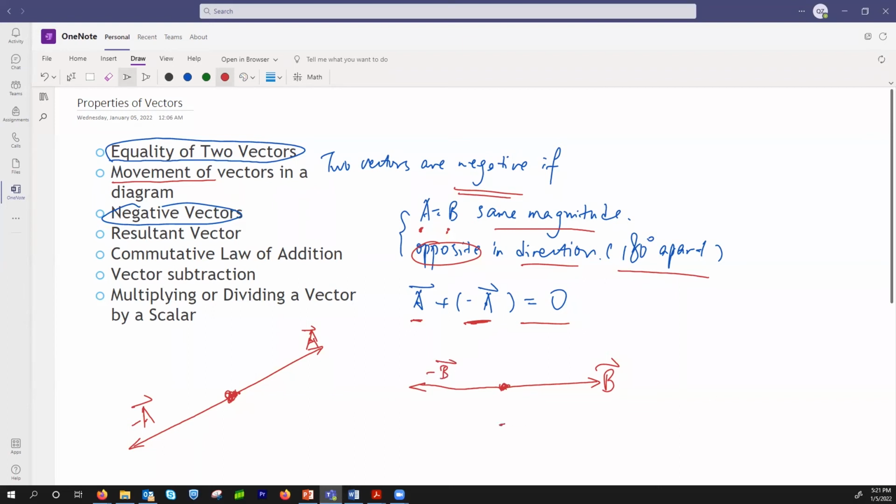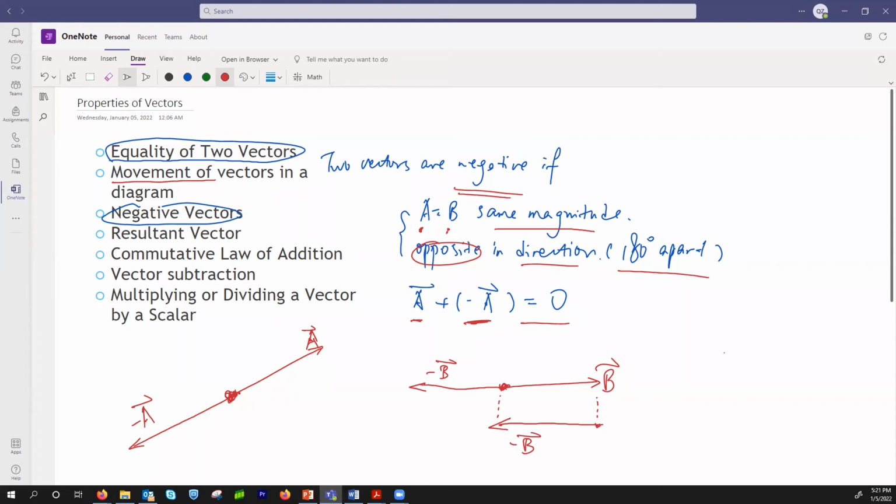Or if you would like, you can draw like this. Okay, same magnitude, the same length. Okay, direction will be opposite. So this is also negative B, called the negative vector. Okay, let's do another example.